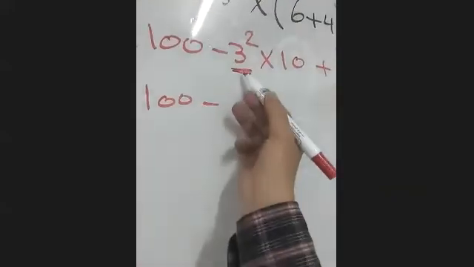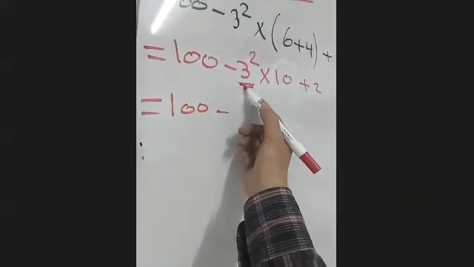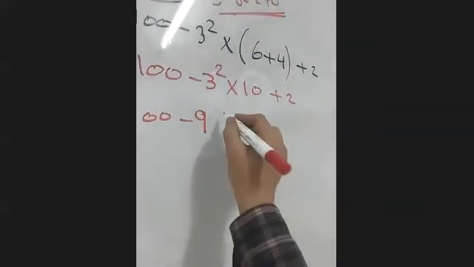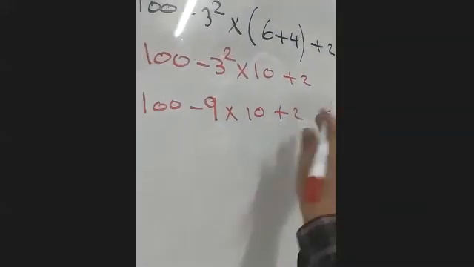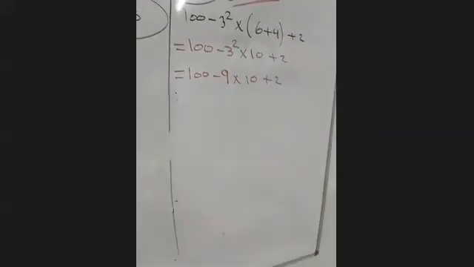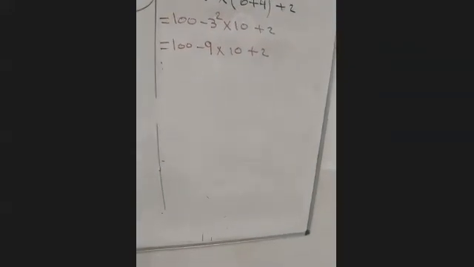What we have here? 3 to the power 2. We know that it's 3 multiply 3, which equals 9. I calculate, and the 9. Other things come the same. I didn't do anything, just the exponent only. Next, what I will do?